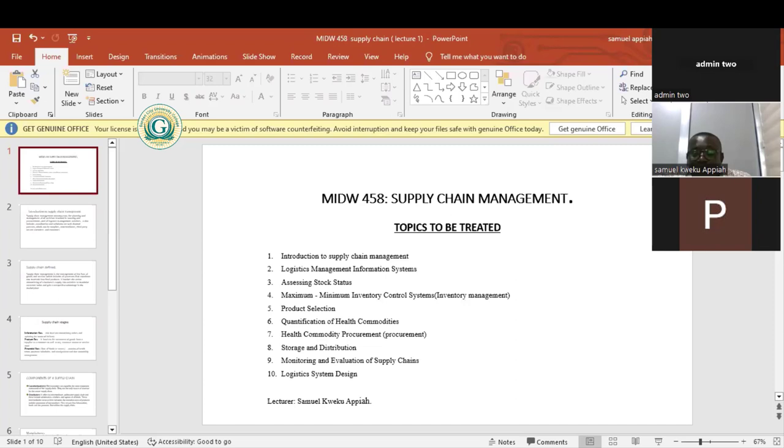So the logistics management information system is a very important tool. It's a system of reporting and records. It's a system of records and reports for the various hospitals. And we're going to look at how it works, its importance and how it functions. Then we're also going to look at assessing stock status.